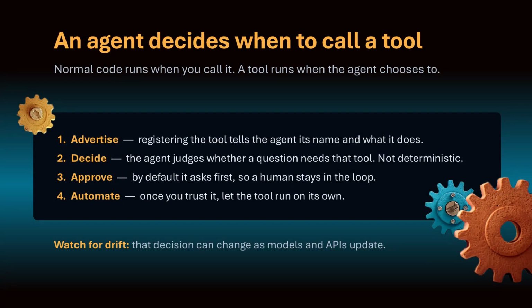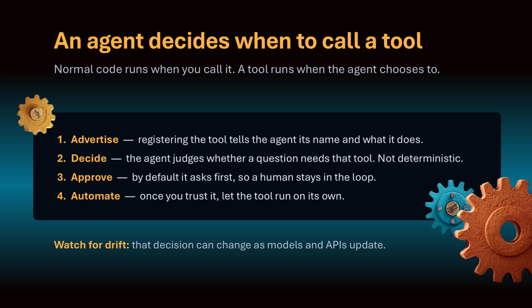An agent decides when to call a tool. That phrase is the part that trips people up. We're used to deterministic code. You call a function, it runs, every time. Tools don't work like that. Here's the flow. First, the tool advertises itself. Registering it hands the agent a name and a description.